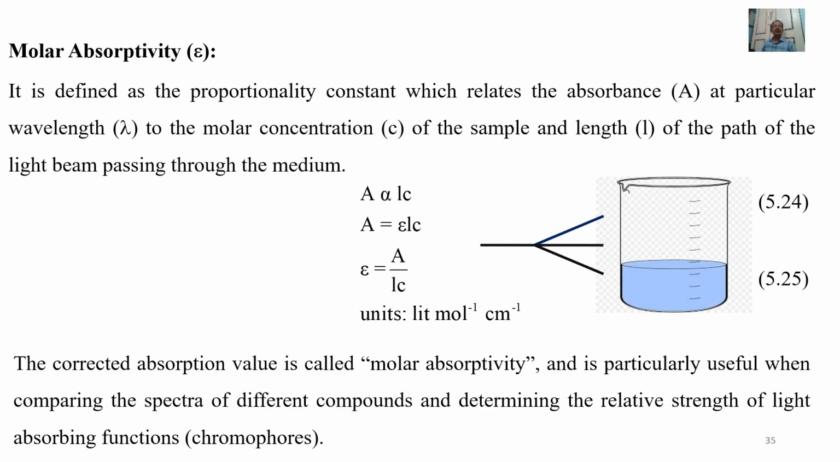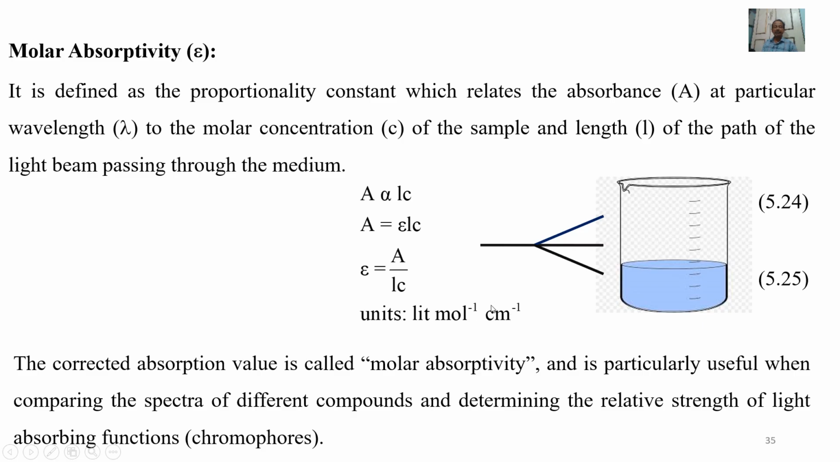The last item is molar absorptivity. It is defined as the proportionality constant which relates the absorption A at a particular wavelength lambda to the molar concentration C of the sample and the length L of the path of the light beam passing through the medium. So A is directly proportional to length and concentration, L into C. So A equals some constant sigma times L into C. So sigma equals A divided by LC. The unit will be liter per mole per centimeter.